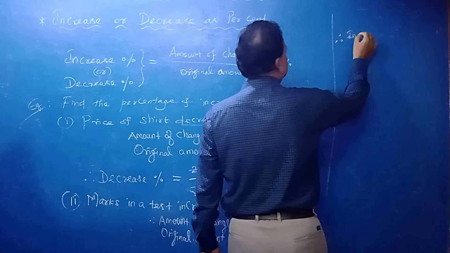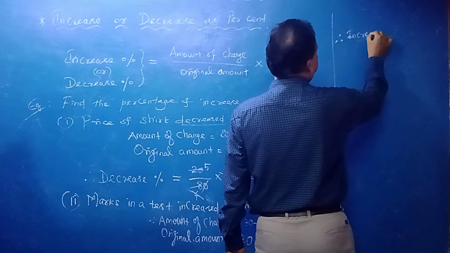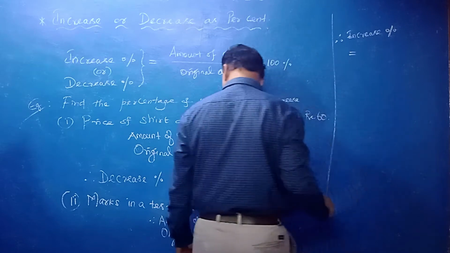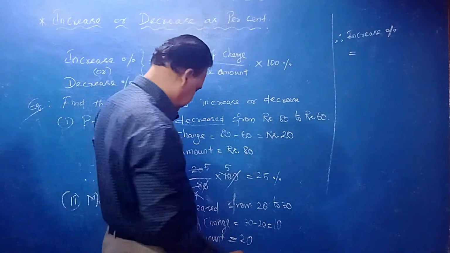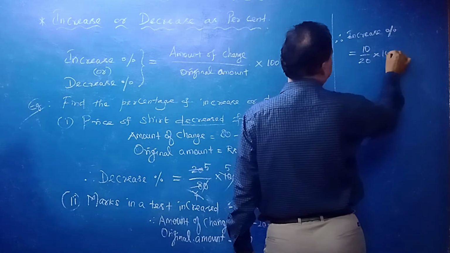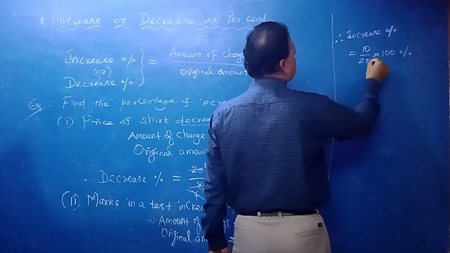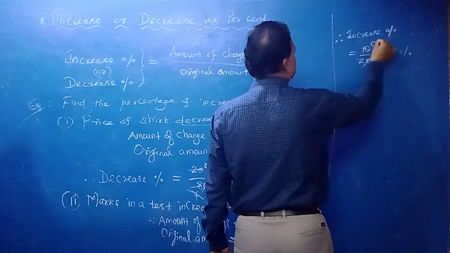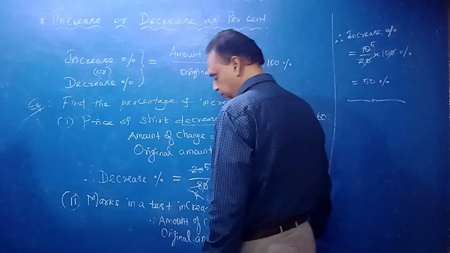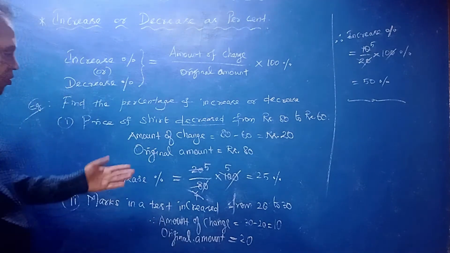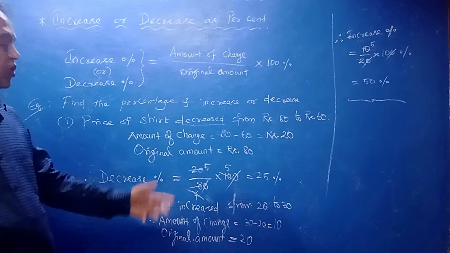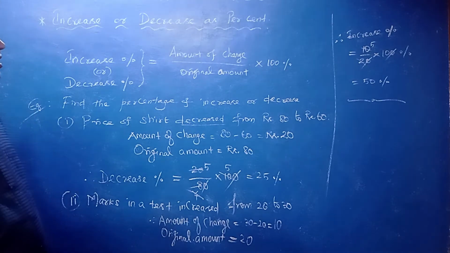Therefore, increase percent. Increase percentage equal to amount of change. Amount of change is what? 10. Original amount 20. 10 by 20 into 100%. That is equal to 10, cut means it is 5. So that is 50%. 50% increase. Okay, because the amount of change is 10, it is coming 50% increase. Understand?